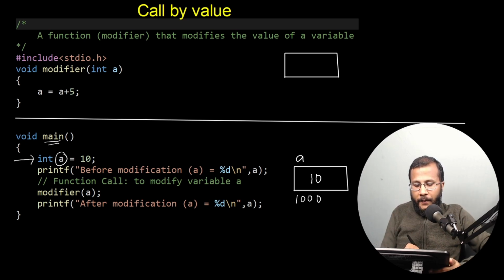Now I encounter this printf wherein I print the value of a. So it will print a equals to %d. Here the value of a is 10. So it will print 10. So a equals to 10 is printed.